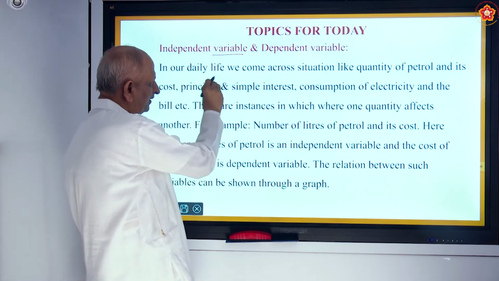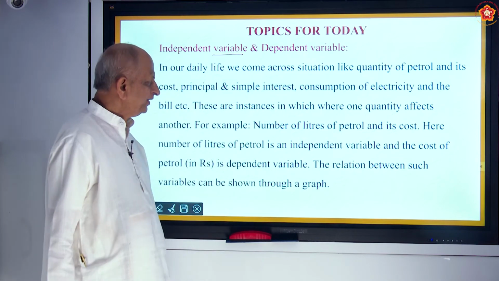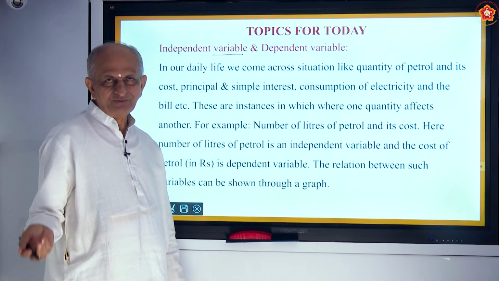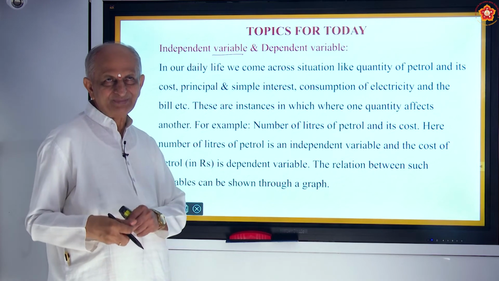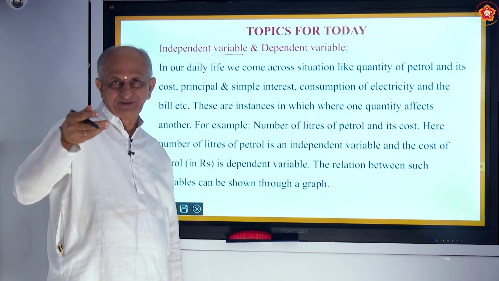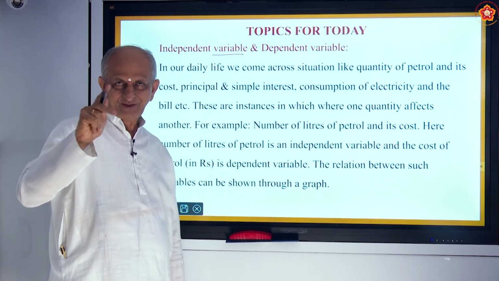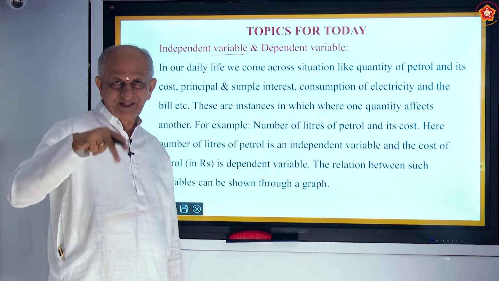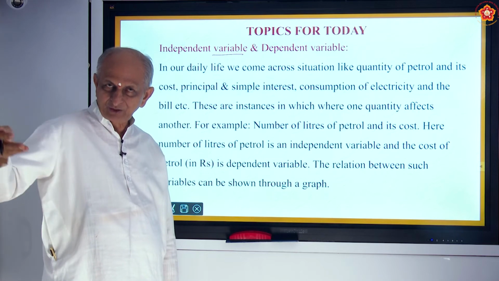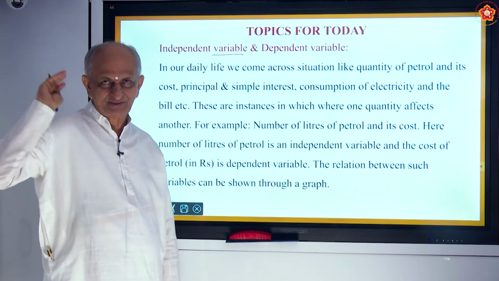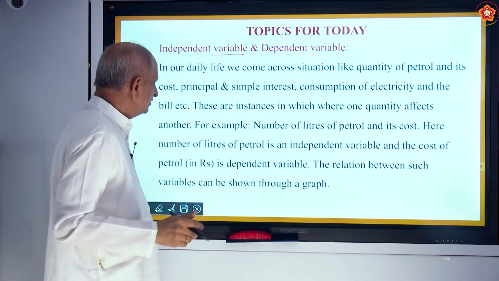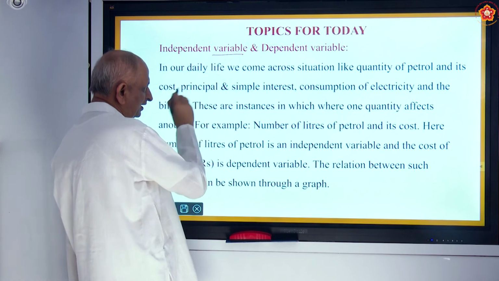In our daily life, we come across situations like the quantity of petrol and its cost. What is the cost of petrol now? Something like 105 rupees. As the quantity of petrol increases, 1 liter 105, let us suppose, 2 liters 210, 3 liters 315, like that. As the number of liters of petrol increases, the cost also increases. That is what is called a variable, quantities connected to each other.